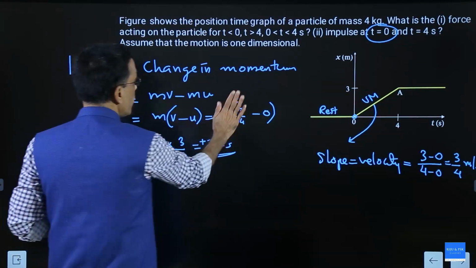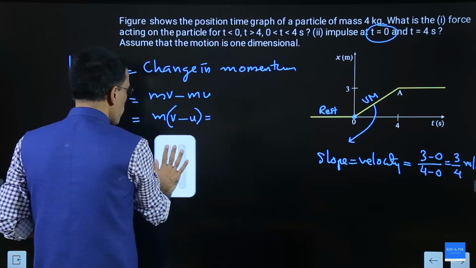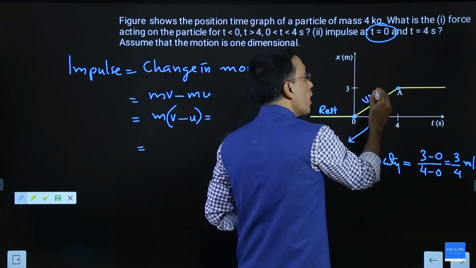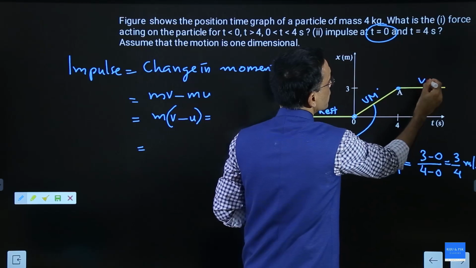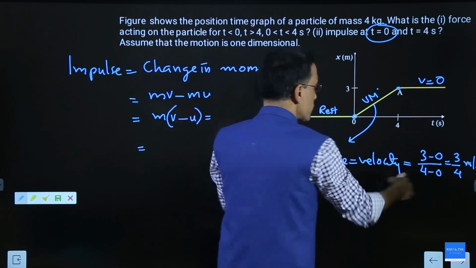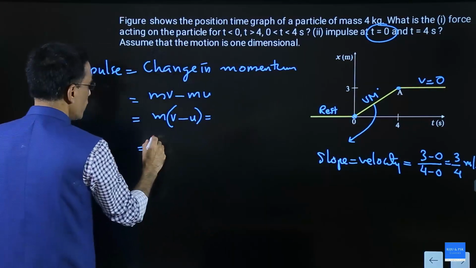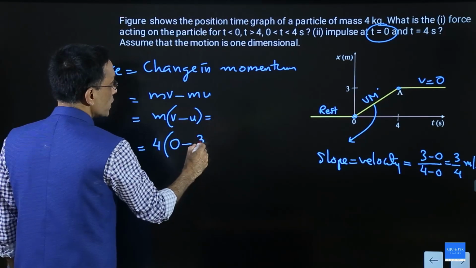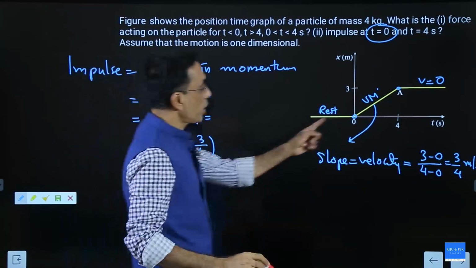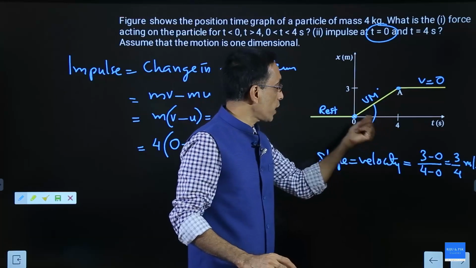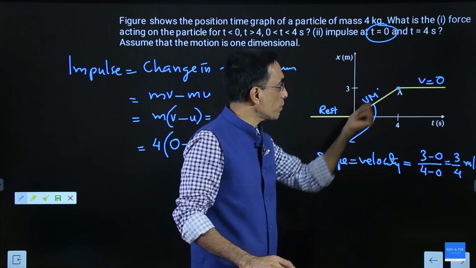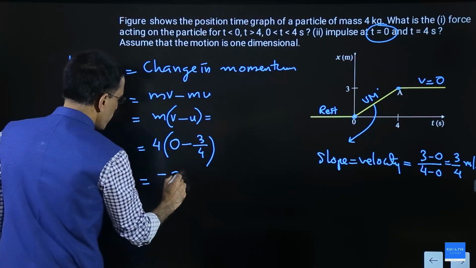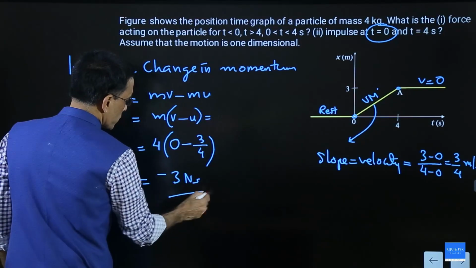But understand that when you are talking about this instant here, it was in motion and it came to rest. So the final velocity is equal to 0. Initial velocity is this thing. So the mass is 4 kilogram, final velocity is 0, initial velocity is 3 by 4. Now this velocity is final for the 0 second, but initial for the 4th second. So this gives you minus 3 Newton second.